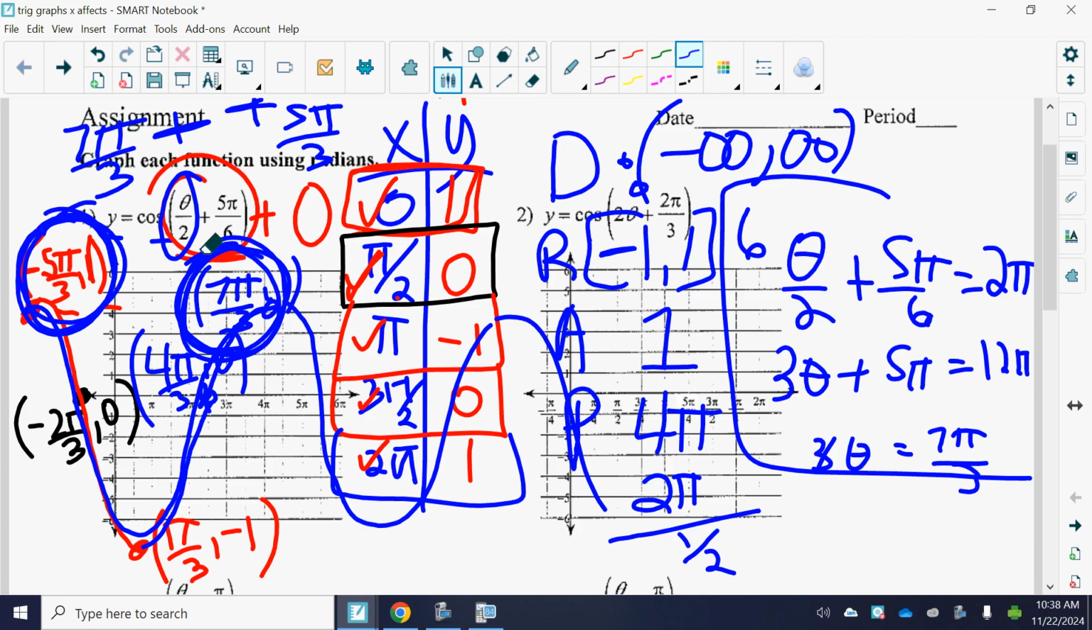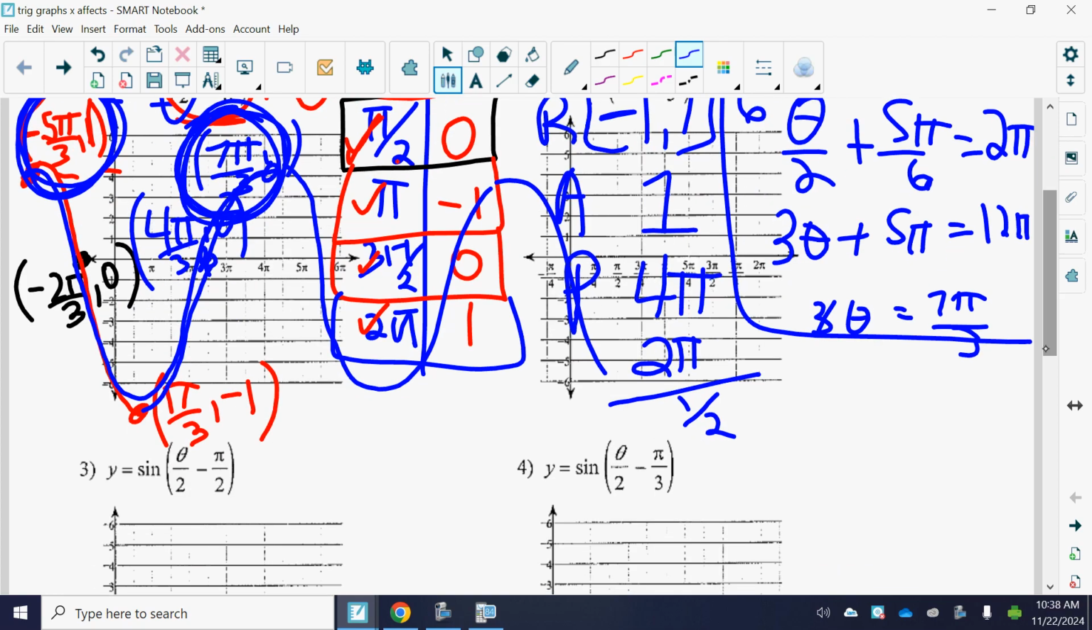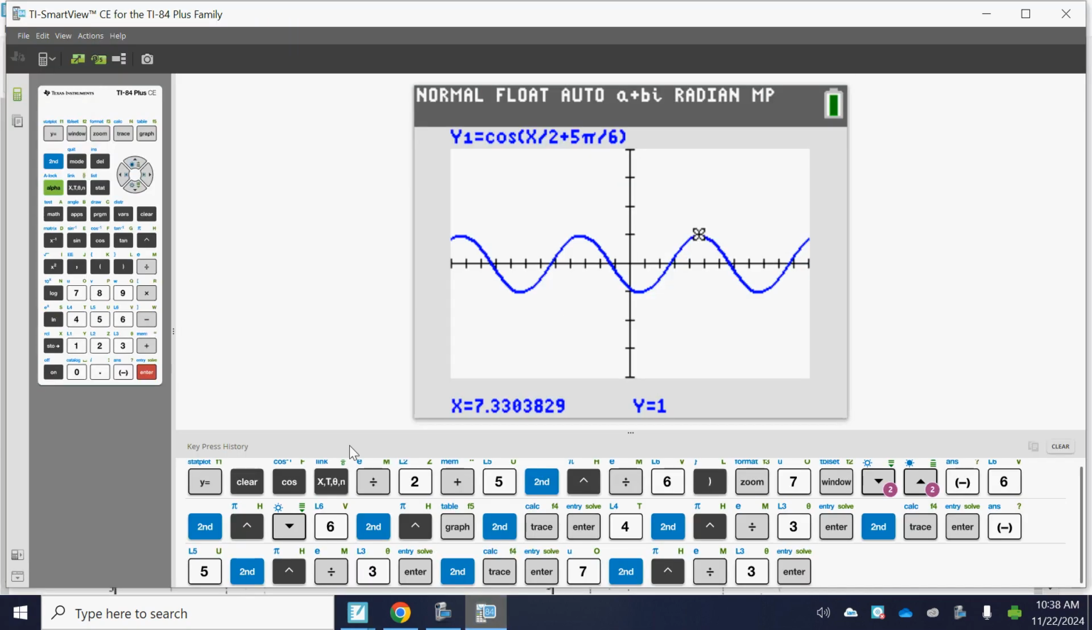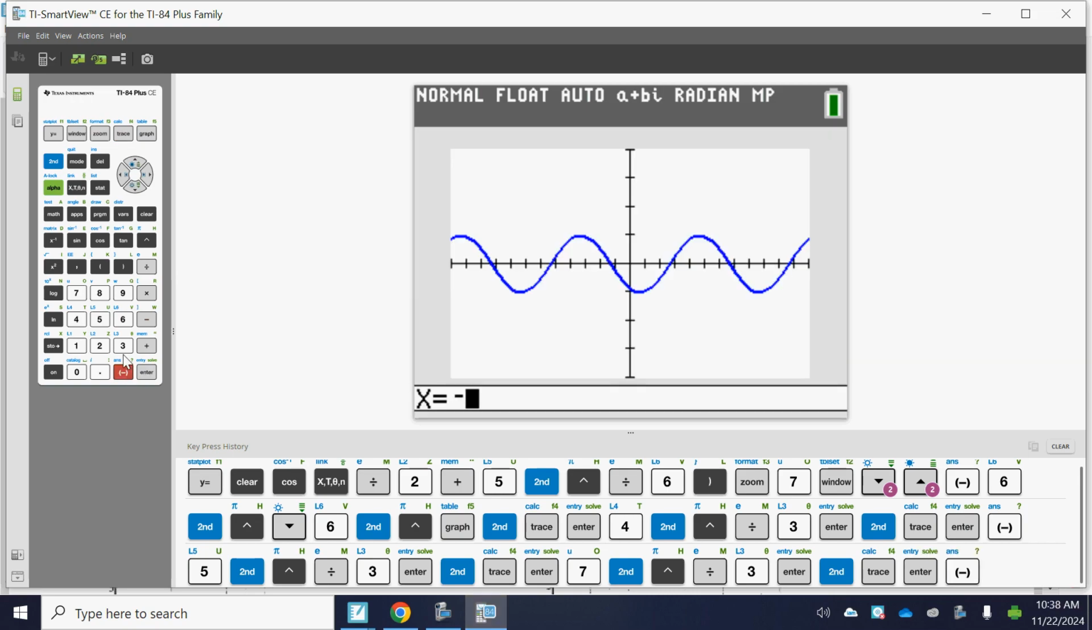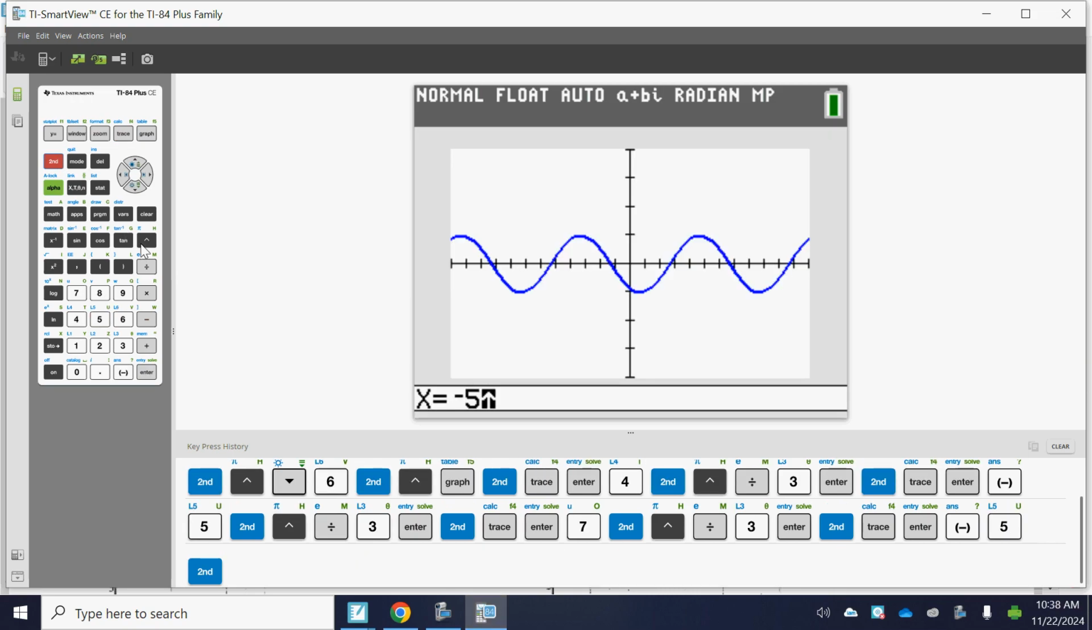Phase shift. Anybody know what a phase shift is? Phase shift is the left or right movement of the starting point. Aha! All it is the first point. Left 5 pi thirds. The start of this moved how? To the left. How far? 5 pi thirds. That's the value of the starting point.